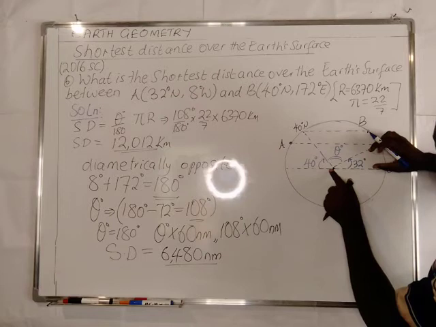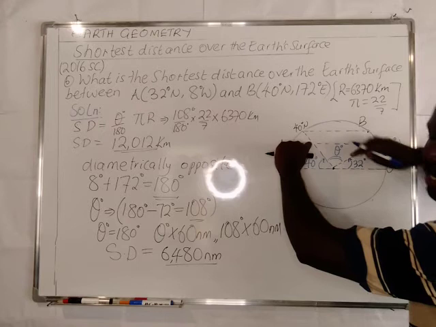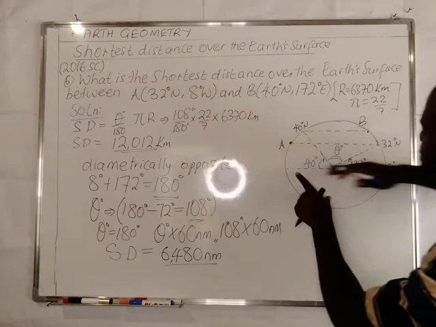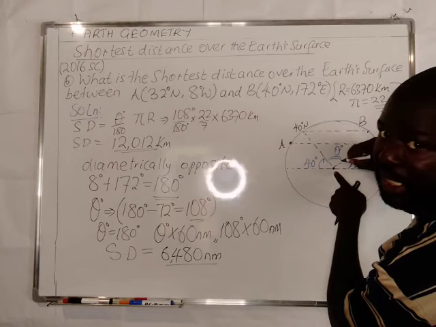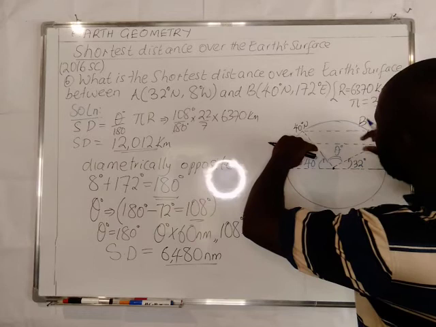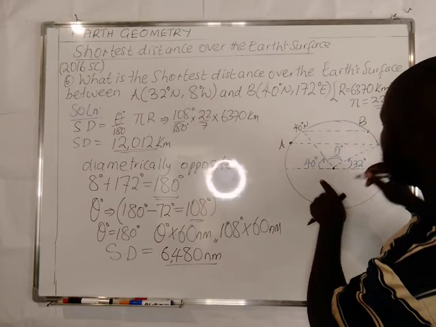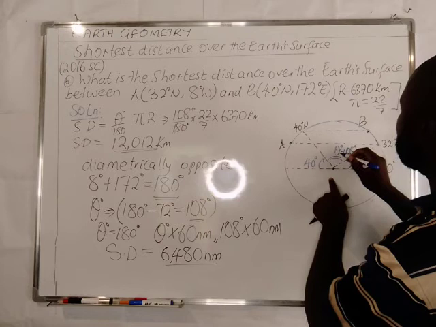Now the theta that you want is this one. You can see at the equator here, this is a straight angle. The straight angle is 180. So now you want this piece here. From 180, you need to subtract this one, also need to subtract this one, and the remainder will actually be the theta. So the remainder when you subtract 32 and 40 from 180 is 108 degrees. And this is our theta, because we are going over the pole here, over the North Pole.